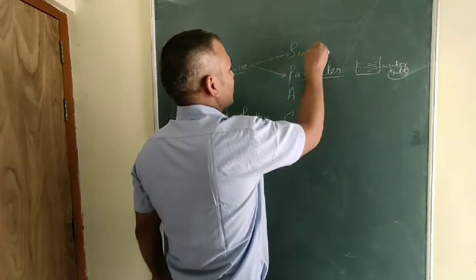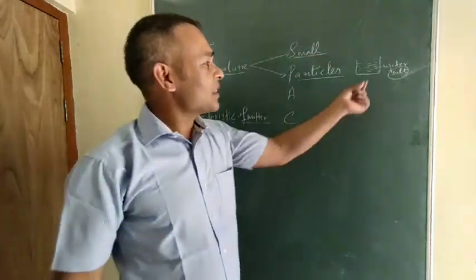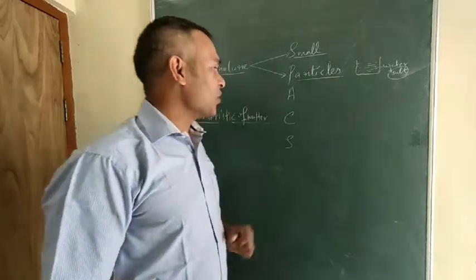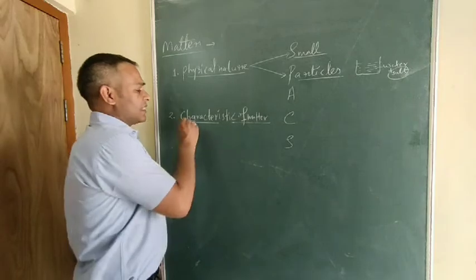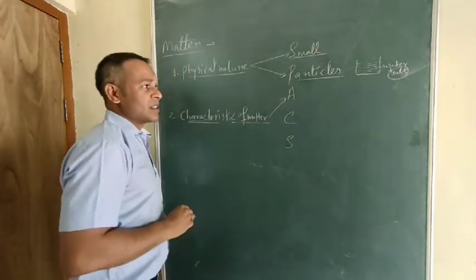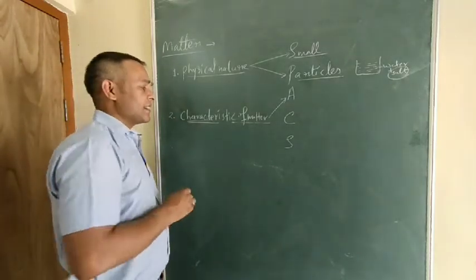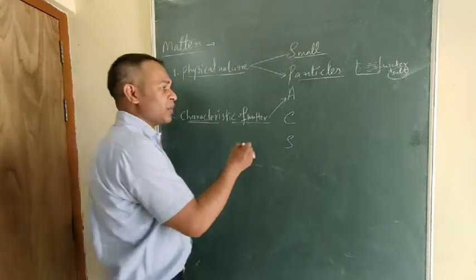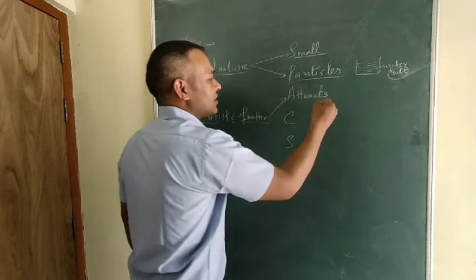Particles are very small. You cannot see the salt particles dissolved in the water. They are very small, right? Now the next thing is characteristics. There are 3 characteristics. First, the particles of matter. Whenever you start writing characteristics, you will start writing from particles. Particles of matter attract each other.